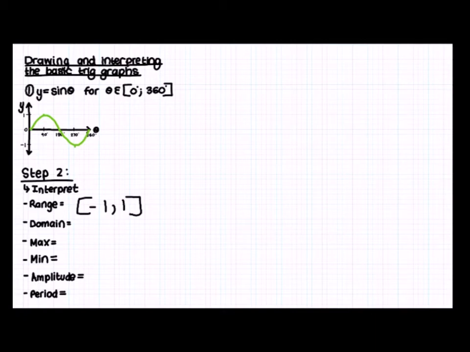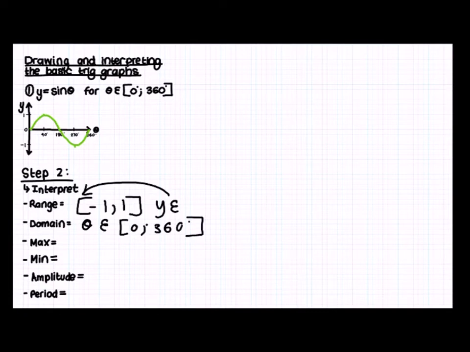Okay, and you can say that y is an element of that. Okay, for the domain, it's all the possible theta values. As I said, it's given in the question actually, so it's theta is an element of 0 to 360.